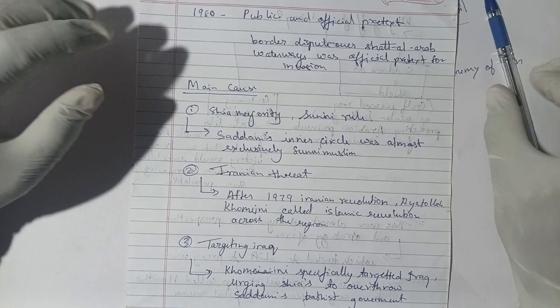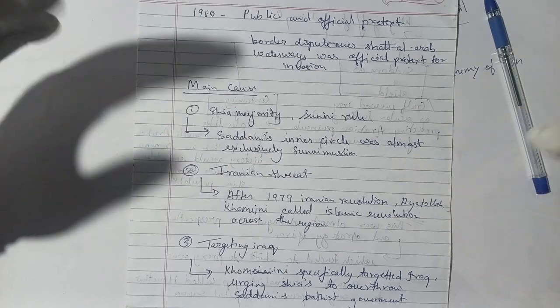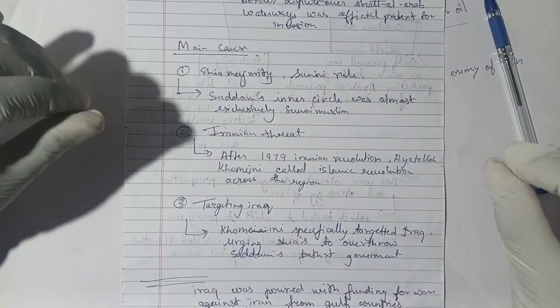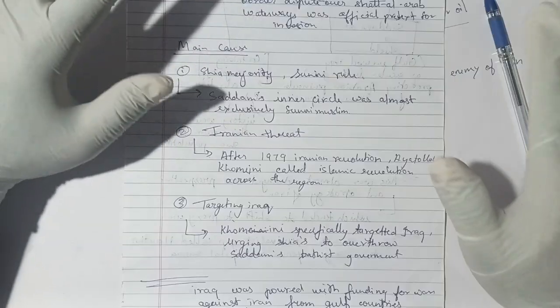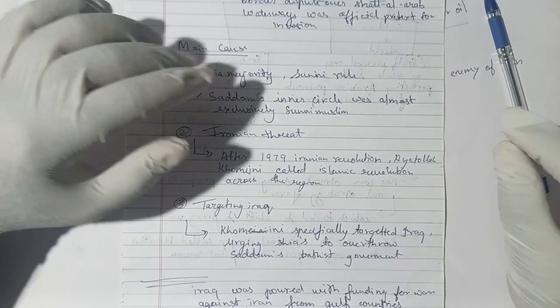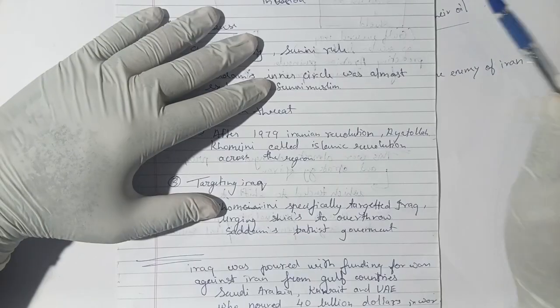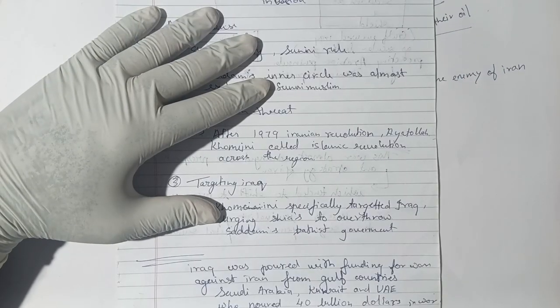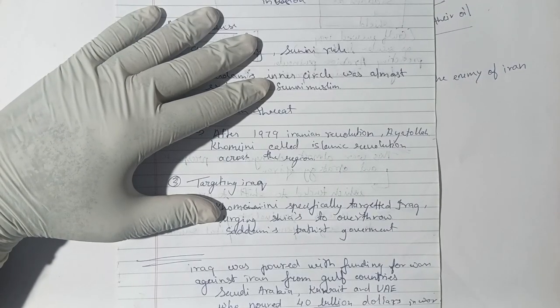Iraq was poured with funding. At the time of war, Iraq was very much poured with funding against Iran from Gulf countries like Saudi Arabia, Kuwait, and UAE, who poured $40 billion into the war at that time.